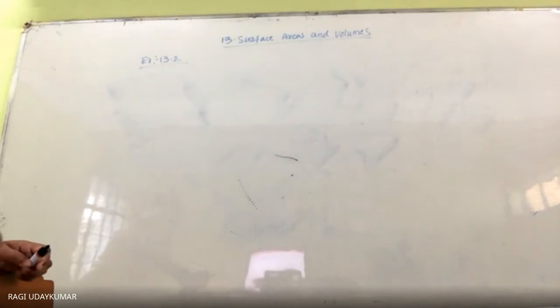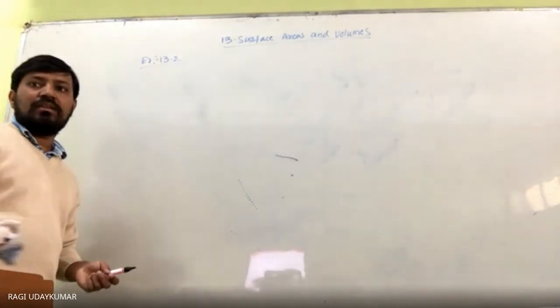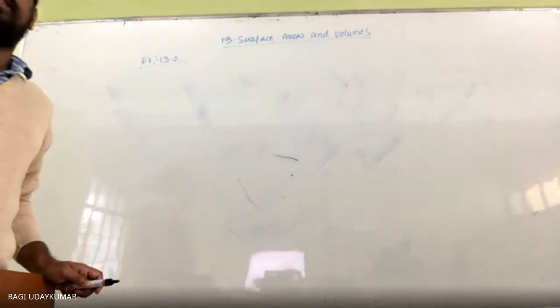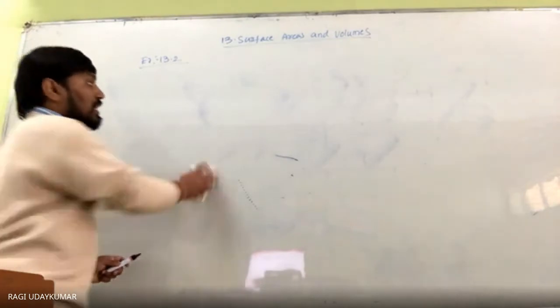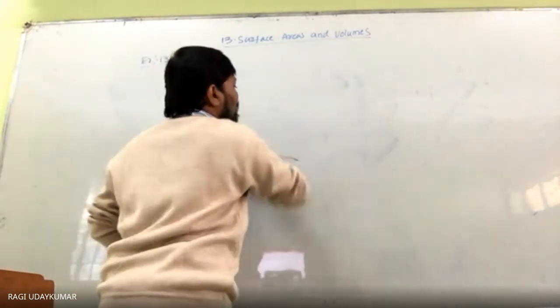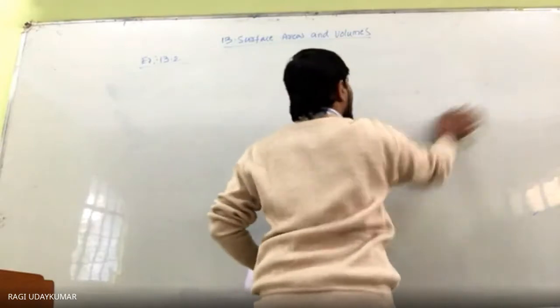The fifth question is given to you. A cylindrical pillar is 50 centimeters in diameter and 3.5 meters in height. One is given in centimeters, another in meters. So you should be very careful that whenever you are doing problems, all the units should be the same.